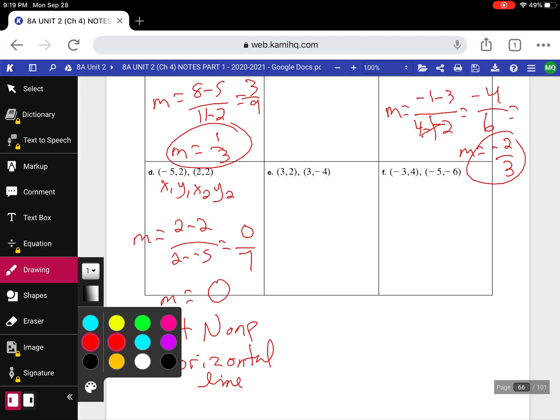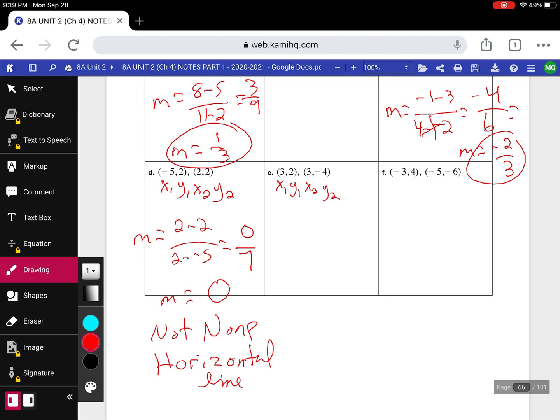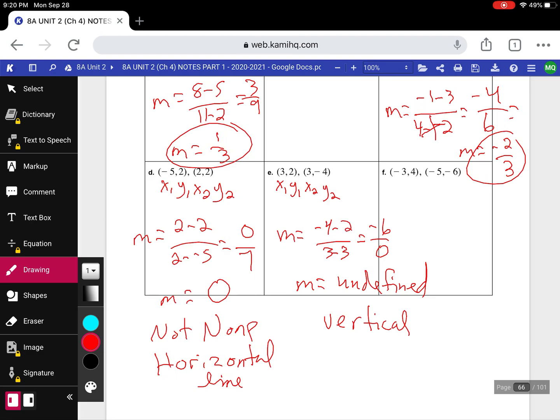On the other hand, look what happens on this second problem in letter E. We label x1, y1, x2, y2. We do our slope, negative 4 minus 2 over 3 minus 3, and look what happens. You get a 0 in the denominator. I hope you remember that you can never, ever, ever have a 0 in the denominator. What that means when you get a 0 in the denominator is that your slope is undefined, okay? Which, again, an undefined amount of fun, so you're skiing up and down, so you have a vertical line, okay?